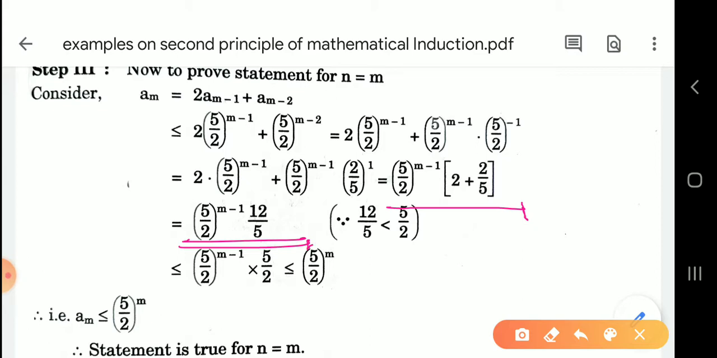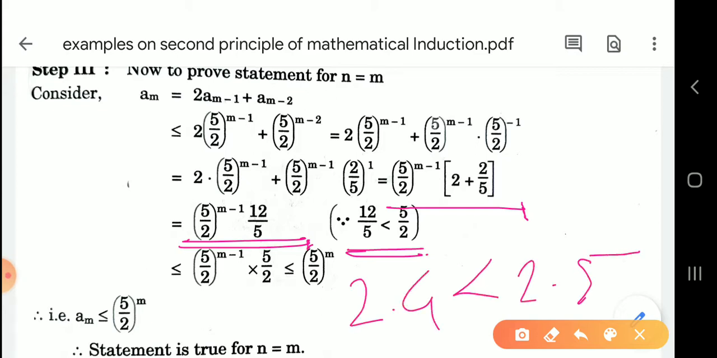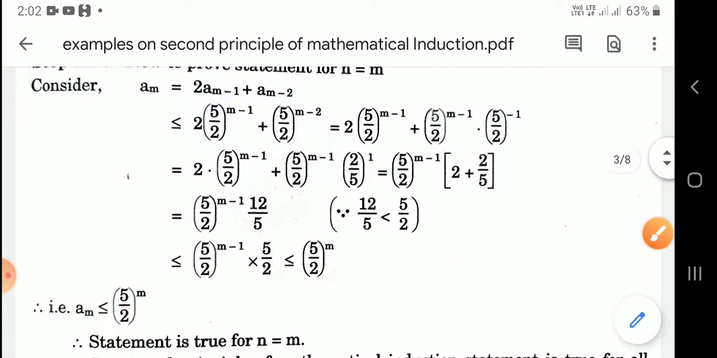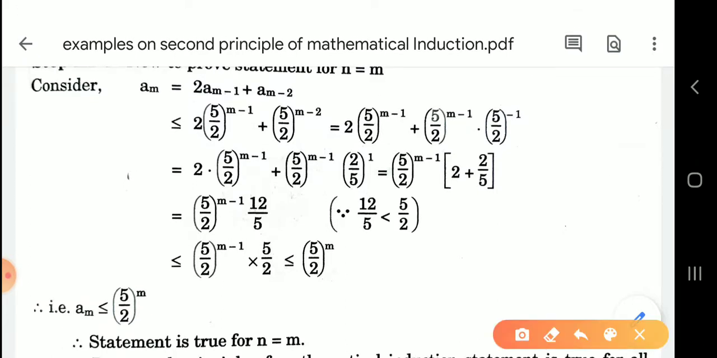But the term 12 by 5 is less than 5 by 2, since 12 by 5 is 2.4 and 5 by 2 is 2.5, and 2.4 is less than 2.5. So 12 by 5 can be replaced by 5 by 2. We can write 5 by 2 instead of 12 by 5 because 12 by 5 is less than 5 by 2. Here we replace 12 by 5 with 5 by 2 because we wanted 5 by 2 here, so we replaced it.